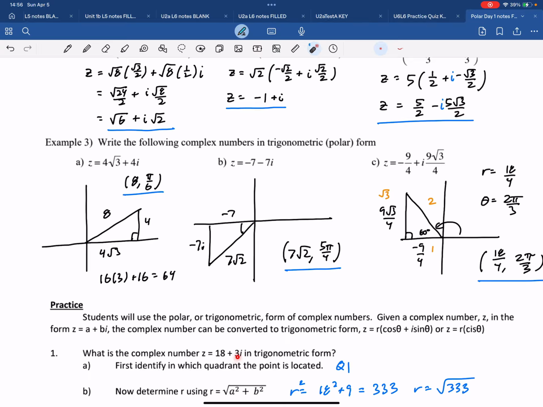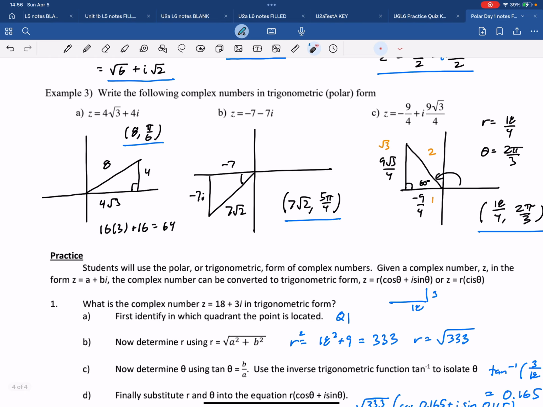So if we start with 18 plus 3i, that's going to be in quadrant 1, right? Because we're going right 18, up 3. That's easy. Now determine the radius. We just have to take the square root of 18 squared plus 3 squared, which is 333, so that's our radius: the square root of 333.